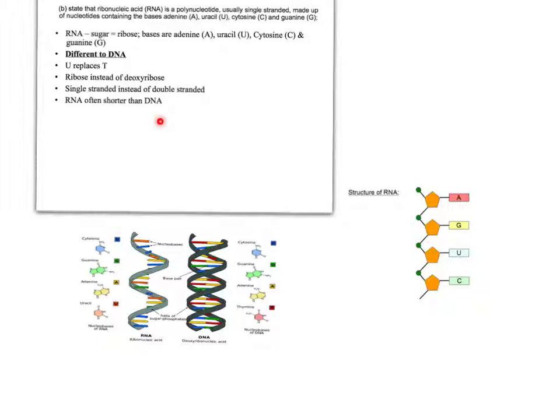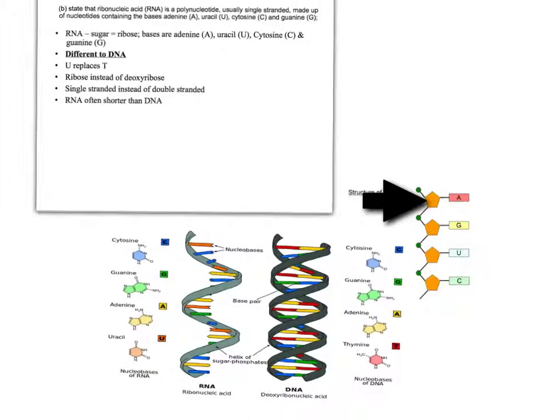Summarising that with a few diagrams, here I have a polymer of RNA, noticing that the base uracil exists instead of thymine. That pentose sugar here is ribose rather than deoxyribose, and also notice that the whole structure is single-stranded rather than double-stranded.